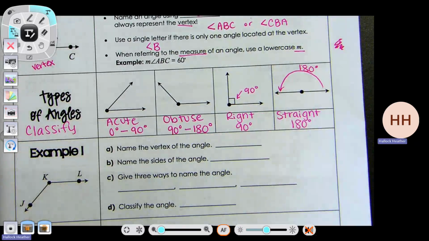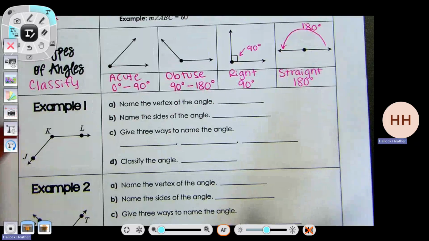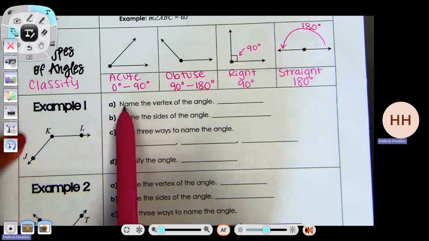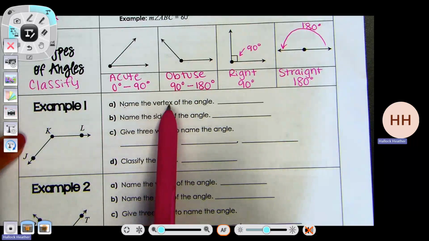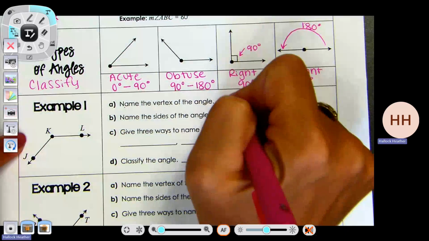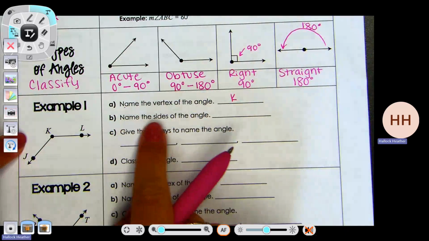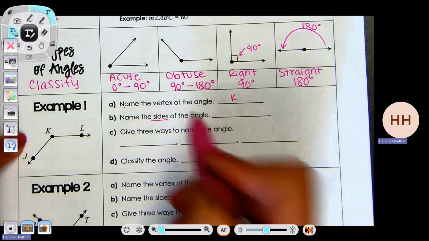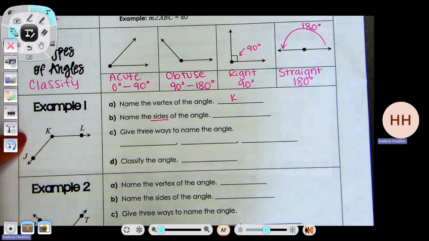Then it would go all the way around into a full circle, because it's going to eventually wrap around when we get into circles. Okay, so example 1, can anybody tell me what the vertex of this angle is? K, so we're going to write K. Now we need to write the sides of the angle, which are the rays.